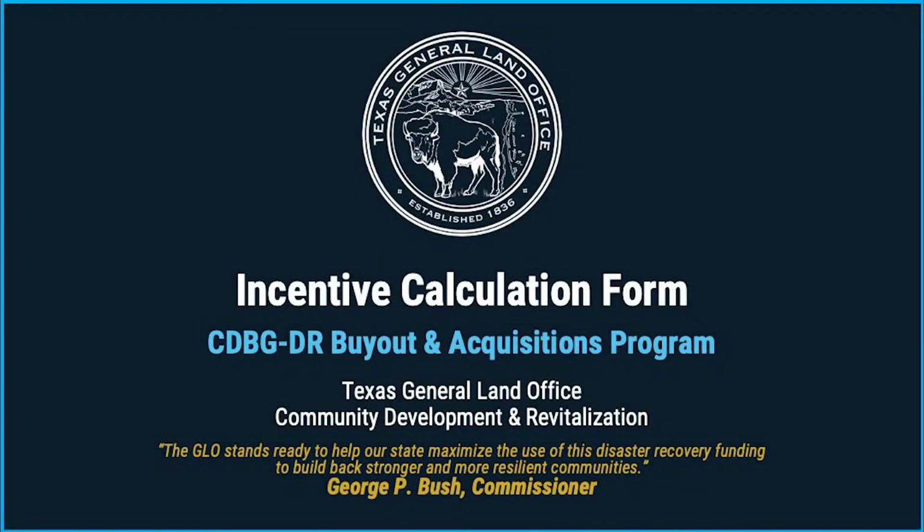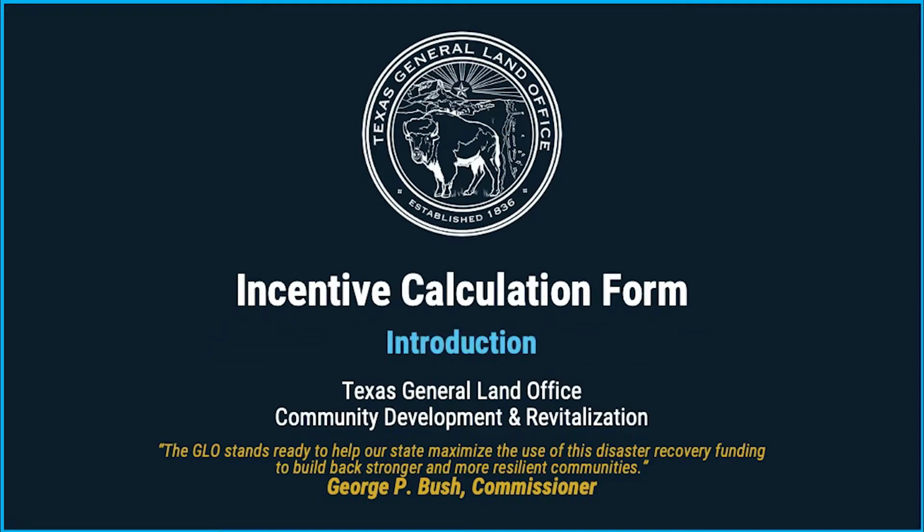Today we will review the incentive calculation form, which effective March 1st, 2021, is one of the General Land Office's required documents for voluntary buyout or acquisition programs. A hyperlink to the incentive calculation form can be found on the Texas General Land Office website at recovery.texas.gov.